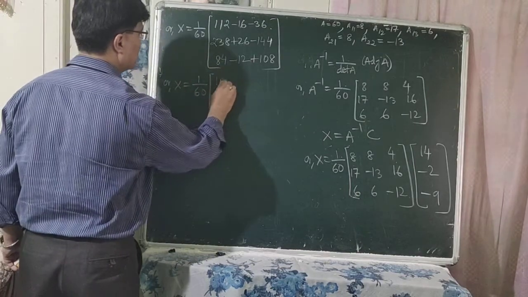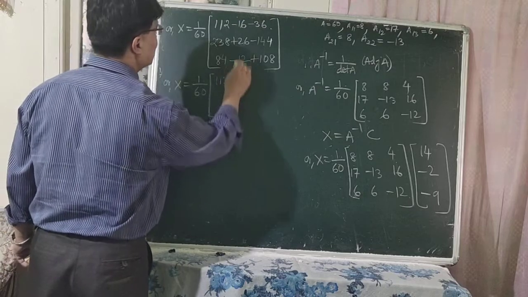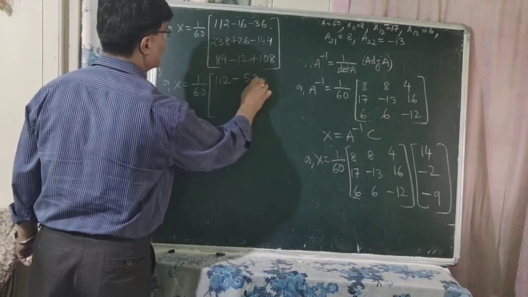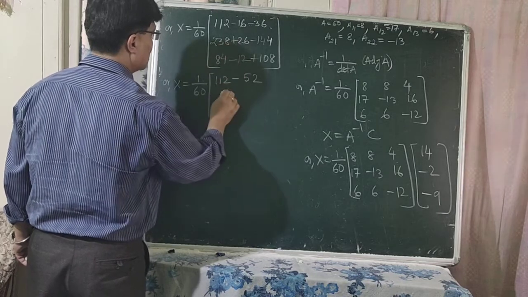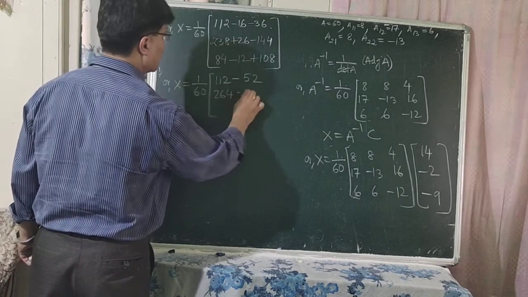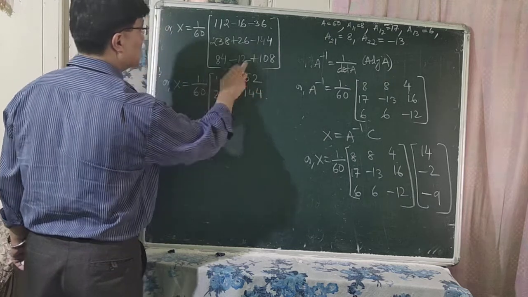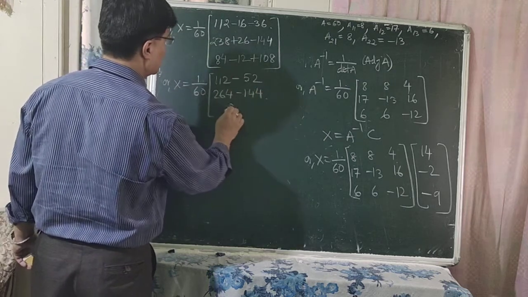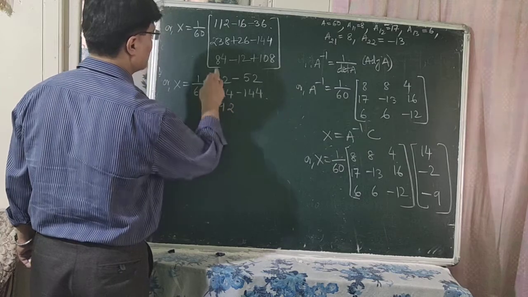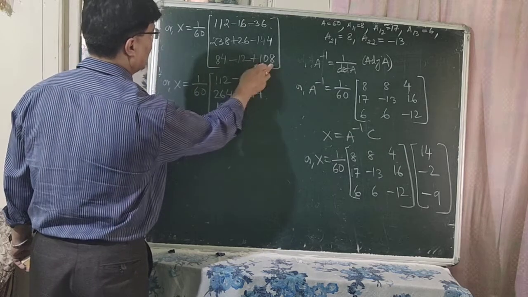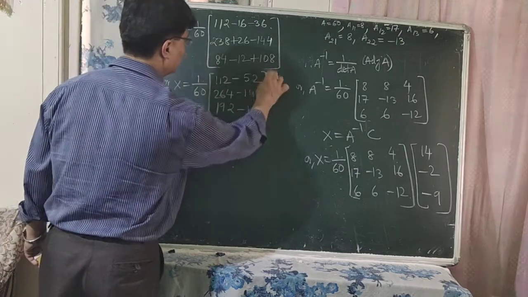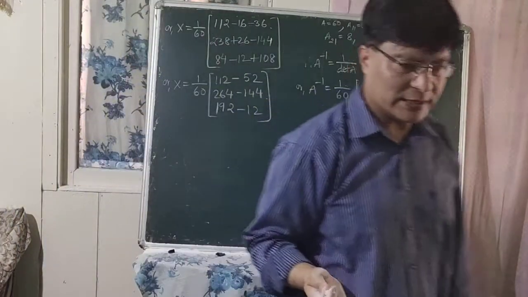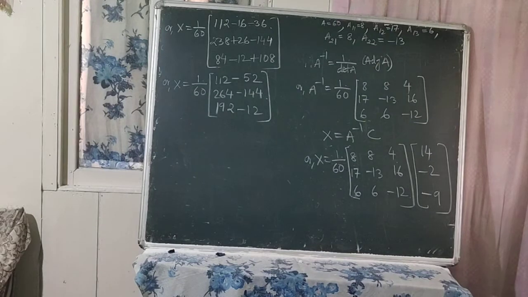Now this is 112, same sign can be added, minus this is your 52, this is 6 into 264 minus 144, right? And this one is 192, 84 plus 108, 8 plus 4, 12, 1, 8 plus 1, 9, 1, then minus 12. Is that clear? So you can simplify it further. Now you can easily simplify it. Okay, now we can simplify it further.